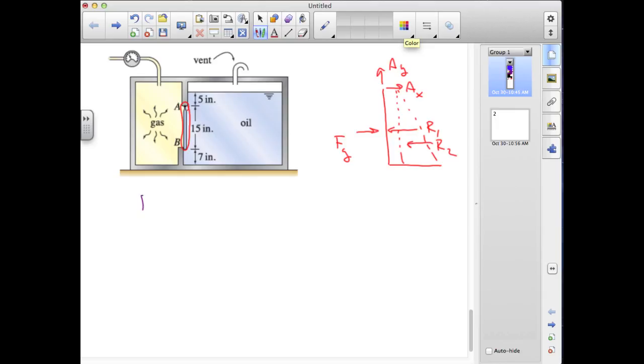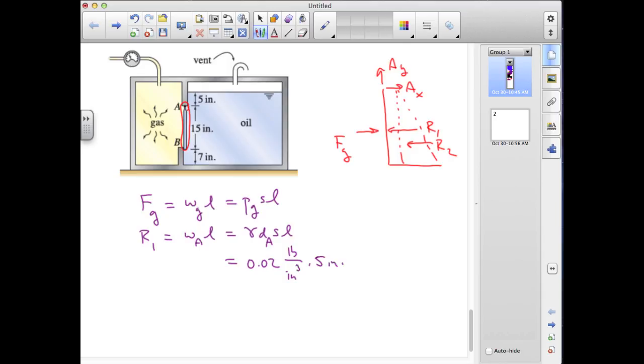So we'll write the force from the gas as its line load times the length of the gate L, which will be the pressure of the gas times the span S times L. R1 is going to be the line load at A times the gate length L, and that's going to be 0.02 pounds per cubic inch times the depth at A is 5 inches times the span at A is 20 inches times the length of the gate is 15 inches, and that value is equal to 30 pounds.